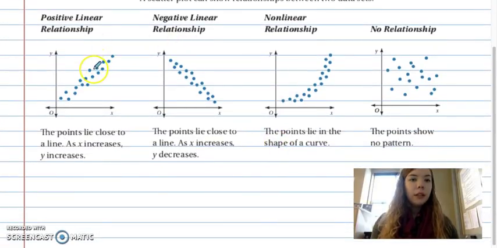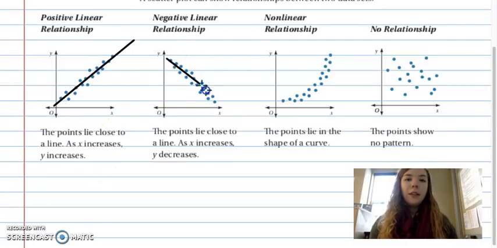So positive and linear is straight up. A line can go through the middle. Negative and linear means a line can go through the middle, but down from left to right. So this is up from left to right. Negative is down from left to right.